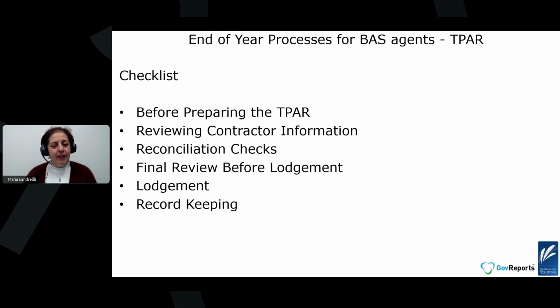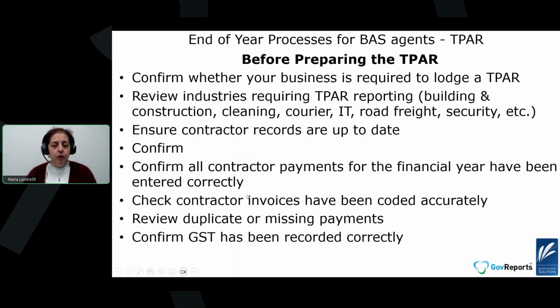Love it. So you need to review your contractor information, reconcile checks against your general ledger, against the payments, do your review before lodgement, and record keeping, because we need to keep our records. So as I said, review: does the business need to lodge? What industries are there? And I've mentioned them there. Are the contractor records up to date?